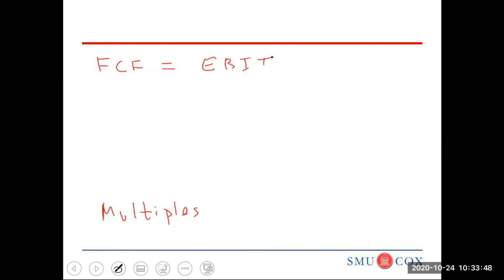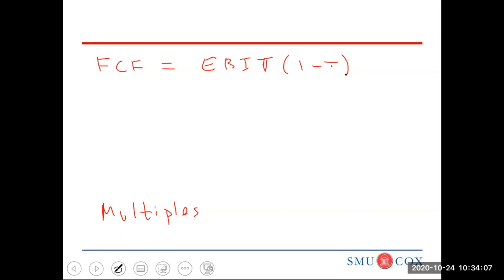EBIT. And then I'll kind of give you the textbook version. There's also a slightly different version I use, but it results in the same number. So it's EBIT multiplied by 1 minus tax rate.